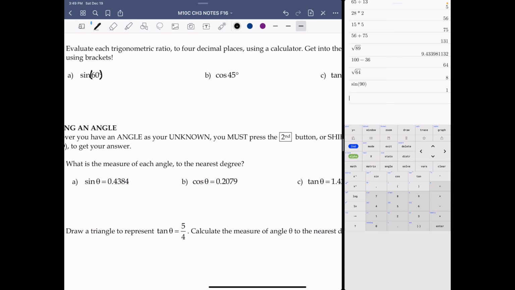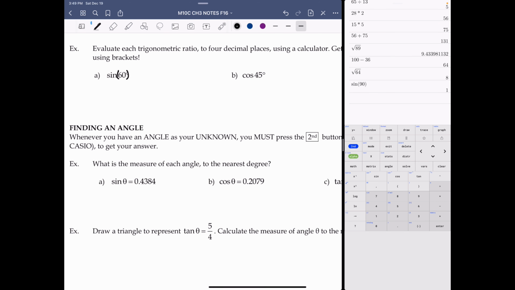So we're in degree mode. We have to be in degree mode for this to work correctly. Then we do sine. My calculator already gives me brackets, so if yours does too, great. If not, just put open bracket, then 60, and then close the bracket, hit enter, and it says to 4 decimal places that we want the answer, so equals 0.8660. The number after that fourth digit is a 2, so that would not round up.